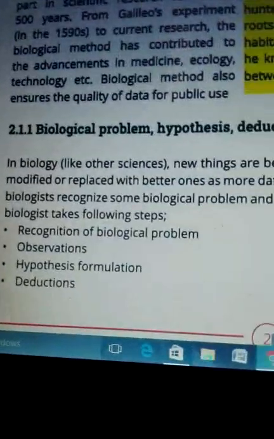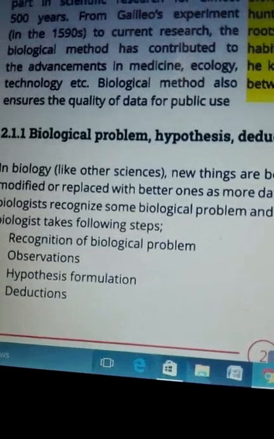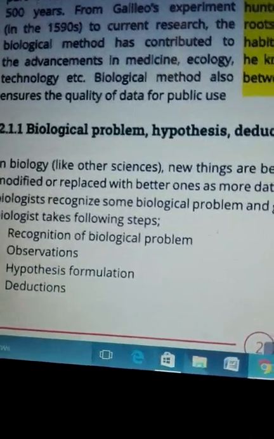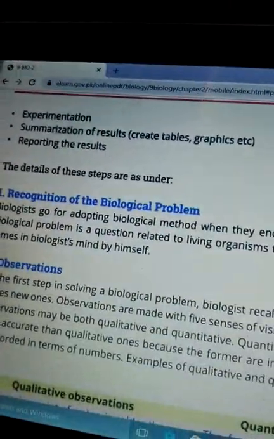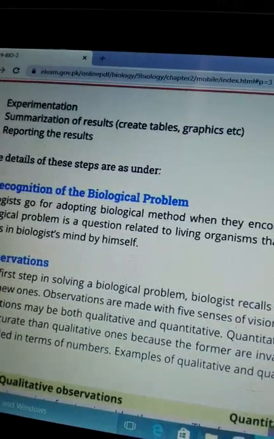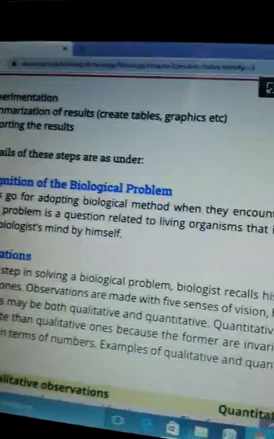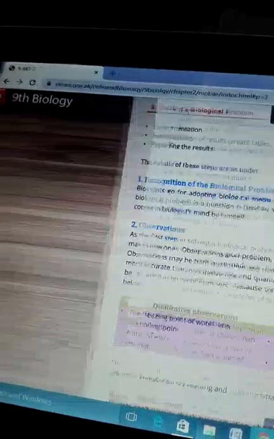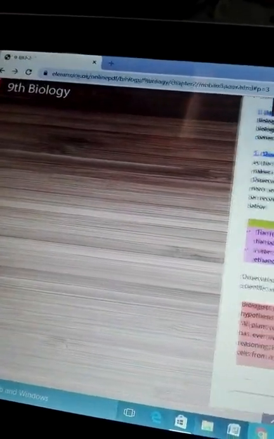As you can see, number 1, recognition of biological problem, observation, hypothesis formulation, deductions, and next to that, experimentation, summarization of results in the form of tables and graphics, etc., and reporting the result. Guys, let me give you a quick review of them so that you can understand them.